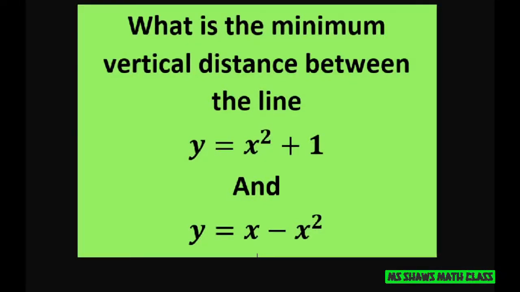Hi everyone. What is the minimum vertical distance between these two lines? x squared plus 1... These aren't lines. These are parabolas. Let's change this to parabolas.